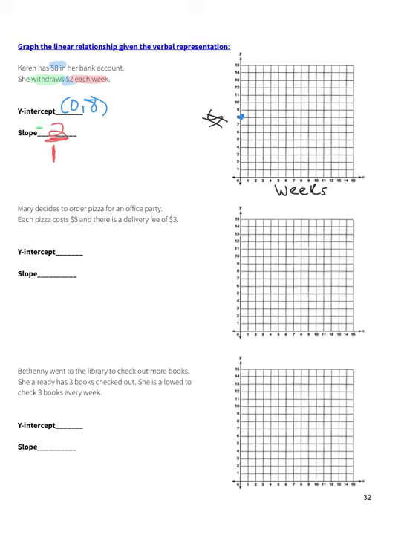There's less money. So that means she's withdrawing $2 each week, which would be a negative rate of change. Her money is not increasing, it's decreasing because she's withdrawing it. So my slope is -2 over 1. So down 2 over 1.